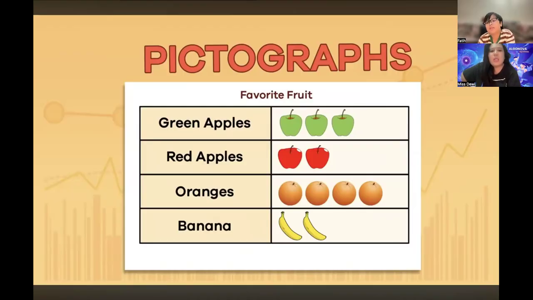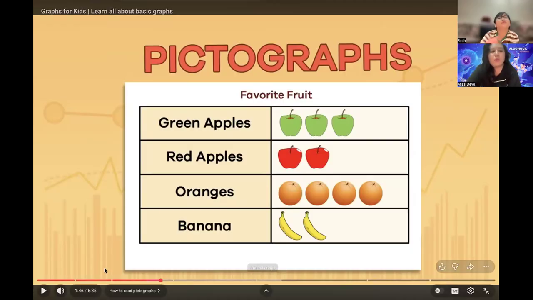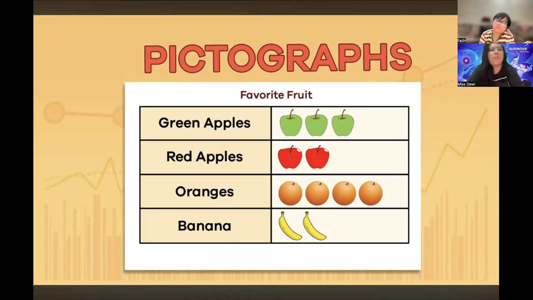3. And red apples? 2. Oranges? 4. Banana? 2. 2 only. Based on these pictures, I think it's very easy to make a decision or to answer which fruit has the most numbers of fruits.